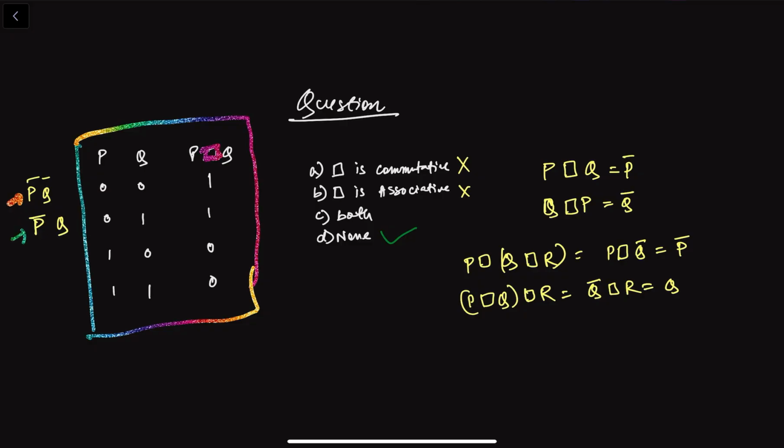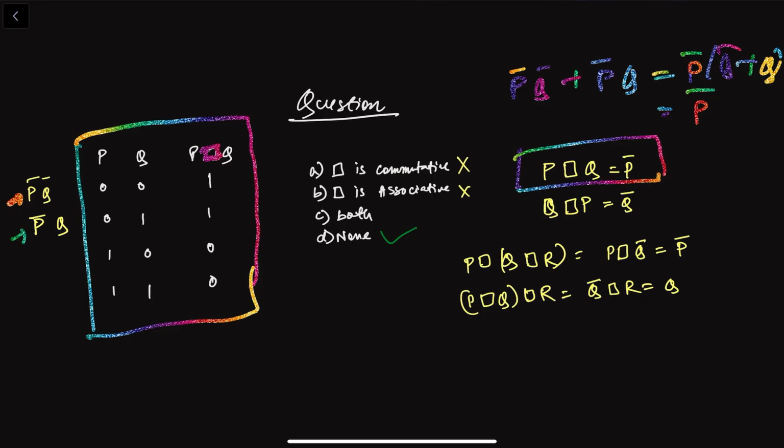So the expression comes out to be P Q complement plus P complement Q complement. Now if we simplify, we get P complement (Q complement plus Q), which gives us P complement. So this is the expression. The box operator gives us P complement. If I write Q box P, it gives us Q complement. So this is not commutative.